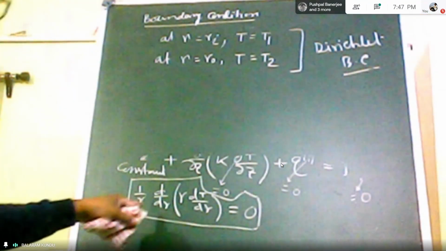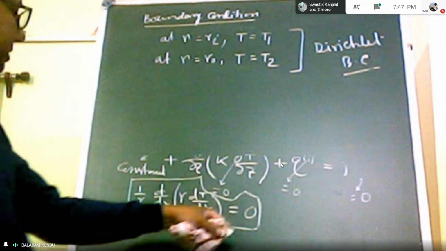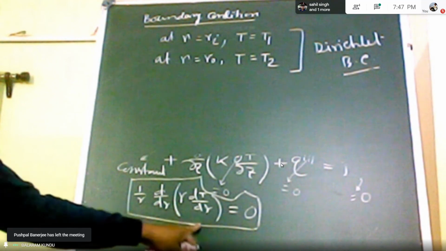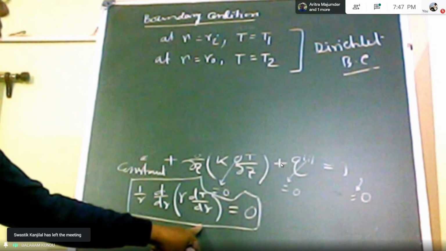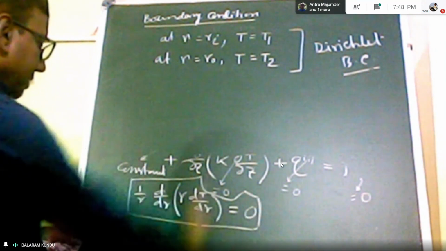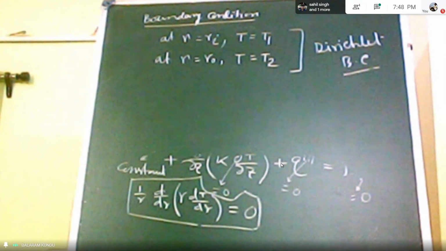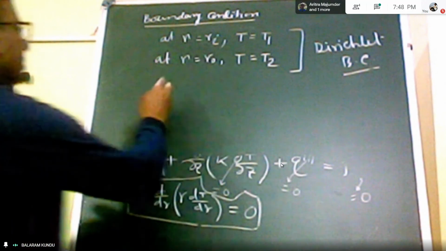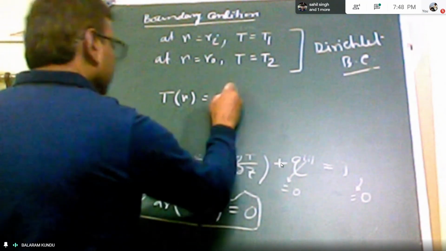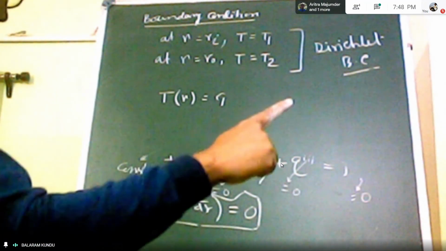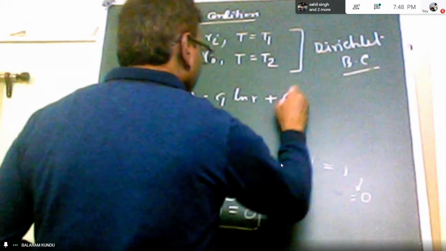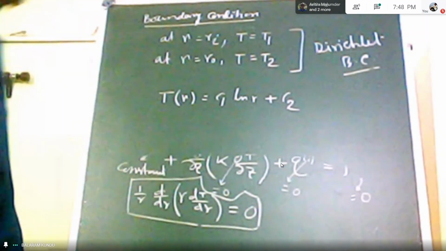Next step: 1 by r d by dr of r dT by dr. If we integrate this equation twice, we will get the temperature expression. The first integration gives r dT by dr equal to some constant C1. Then, after the second integration, the temperature T, which is only a function of r, equals C1 integral of dr by r, so C1 ln r plus C2.